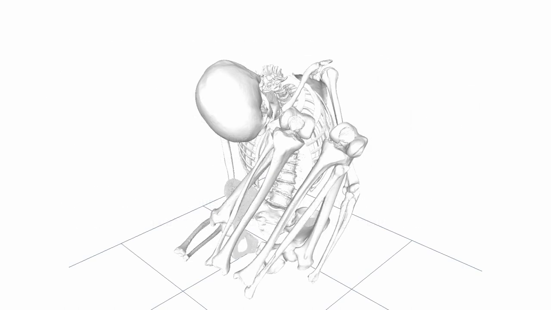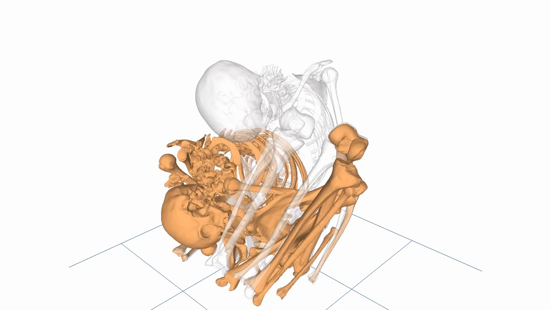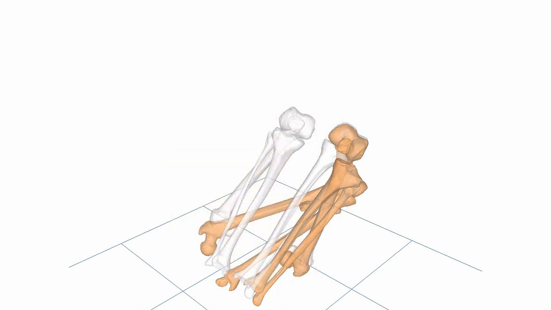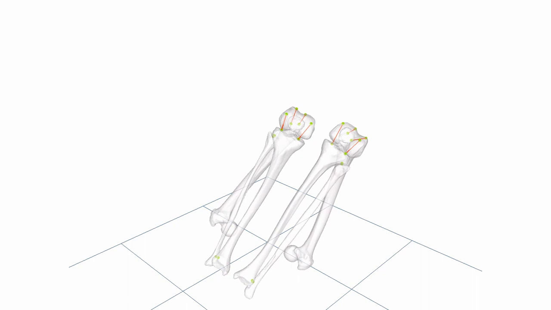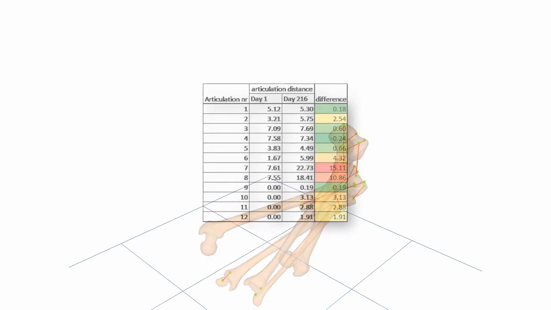Just to illustrate what I mean, here is the same donation in the 3D GIS environment on day 1 of the experiment and day 216, which was the final day of the experiment in her case. If we just focus on her lower limbs, we can see, and this is just an illustration, these weren't the actual measurements, but we can track connected joints this way. And there again on the last day, and that would provide us for each joint of the body the distance in change between the start and the end of the experiment.